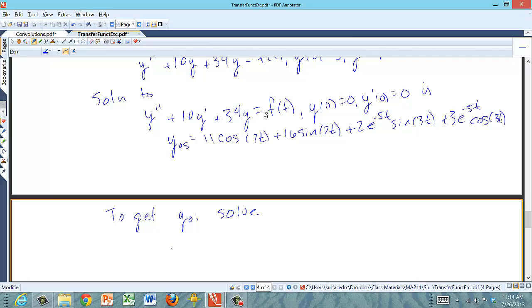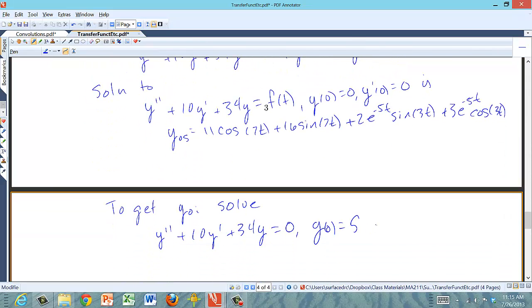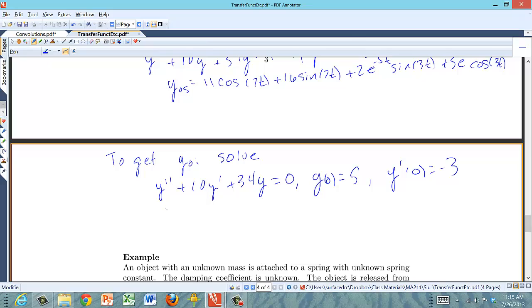So we'll need the same ODE but with no input. So we'll need y double prime plus 10y prime plus 34y equals 0. We need y at 0 to be 5, and y prime at 0 to be -3. Alright, we can solve that problem using Maple.